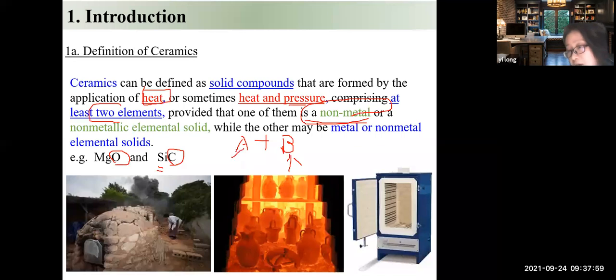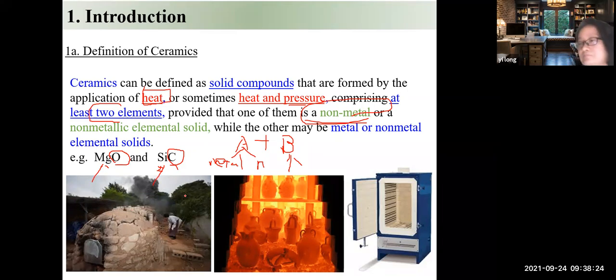So which means your A can be metal. Sorry, this one is not easy to write. Like magnesium is a metal, and silicon is a metalloid. Okay, so actually it's very easy to remember this one, right? No matter what, you must have something which is non-metal. Once you have a non-metal, it's going to be a ceramic.